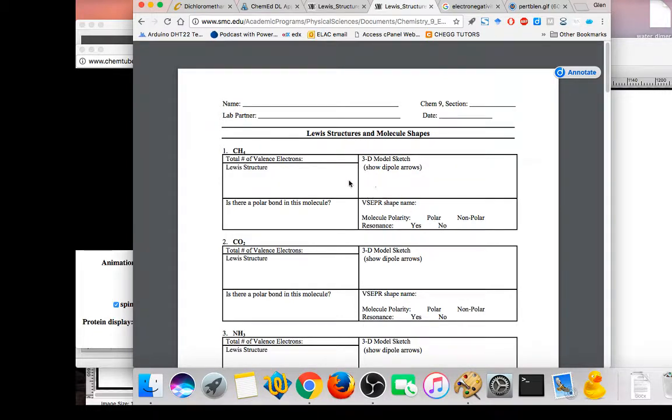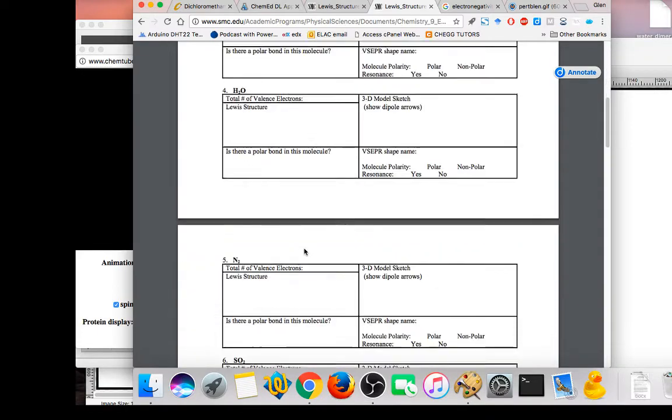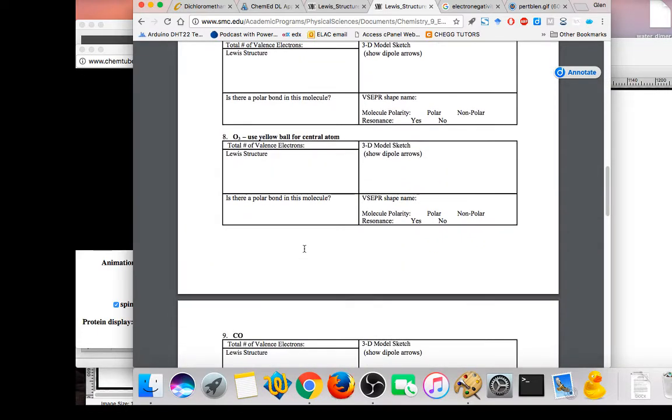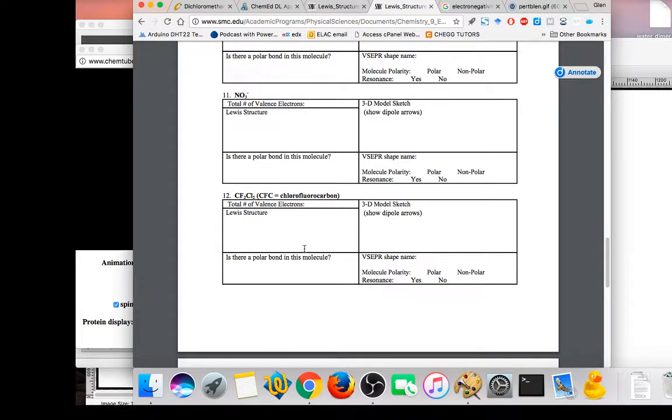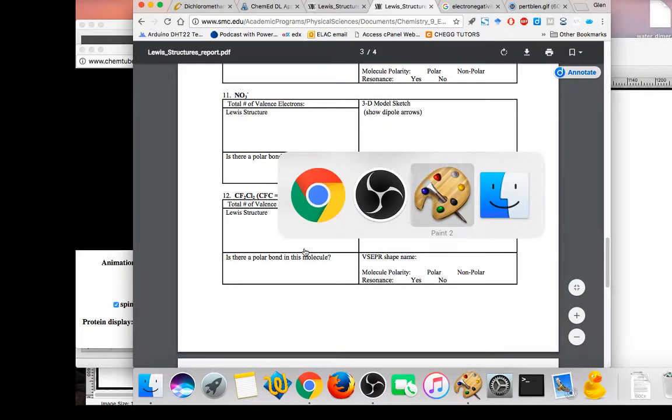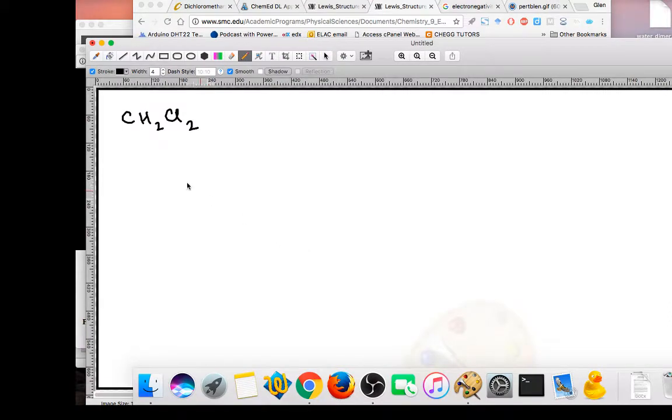Let me go and find a molecule to do for you. I will not use one of these. I will use instead a molecule that is similar to one of these. And the molecule that I will use is CH2Cl2. First, I will draw the Lewis structure. Here is the Lewis structure for it.